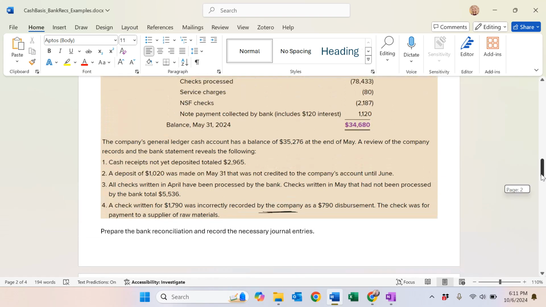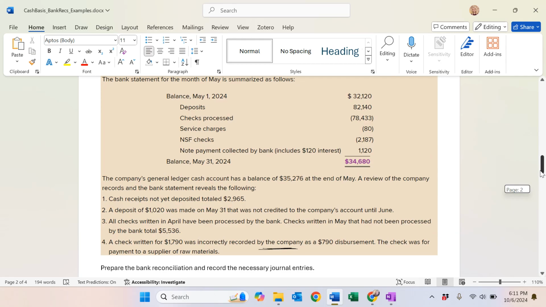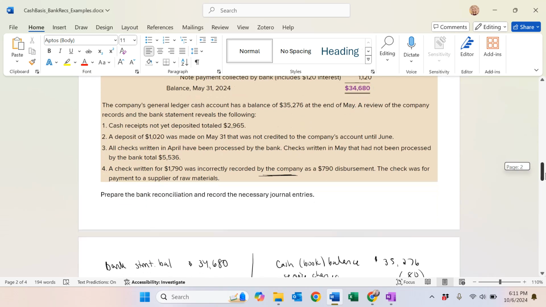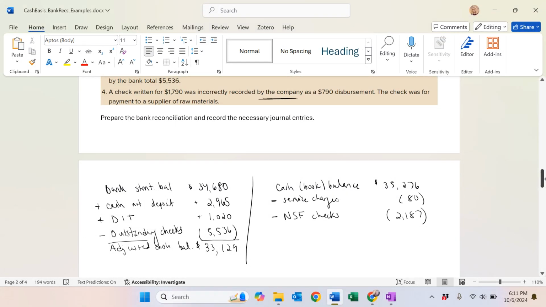We also learned from the bank statement that we have a collection note payment collected by the bank. So the customer paid directly to the bank $1,120. So let's add that. We're just learning about that now. That's it. So our adjusted cash balance works out to be $33,129, just what I was hoping it would be. So these numbers agree, so I'm happy.